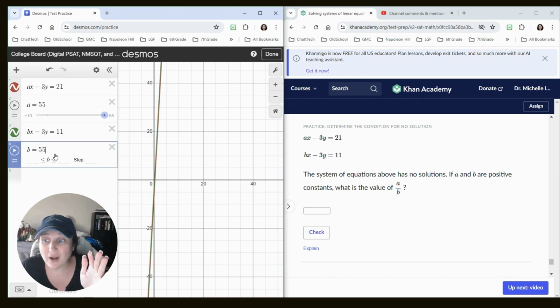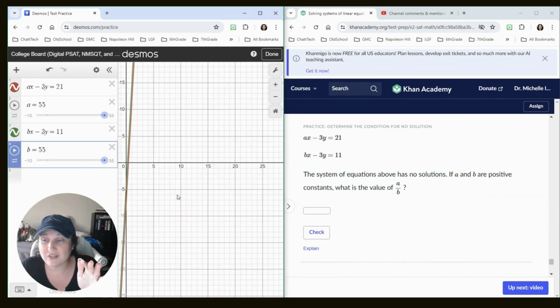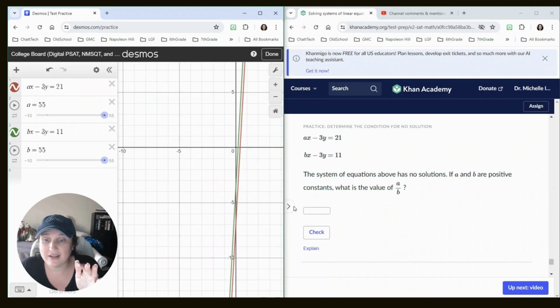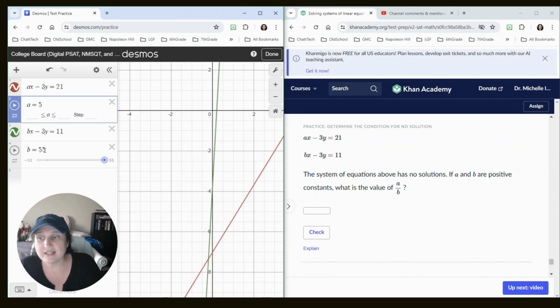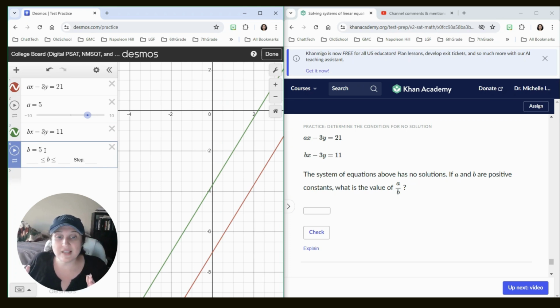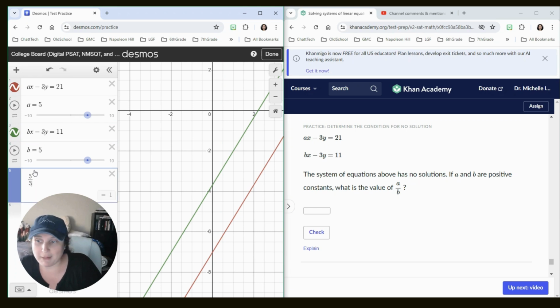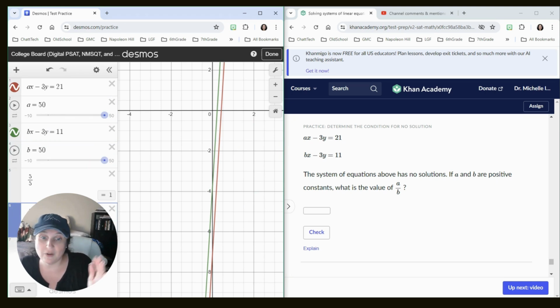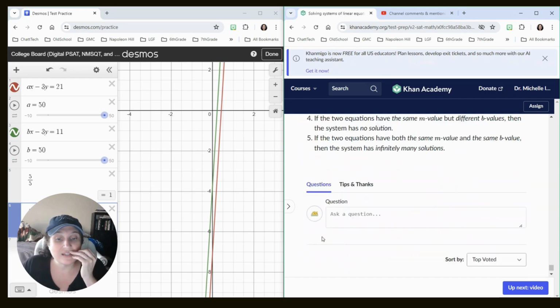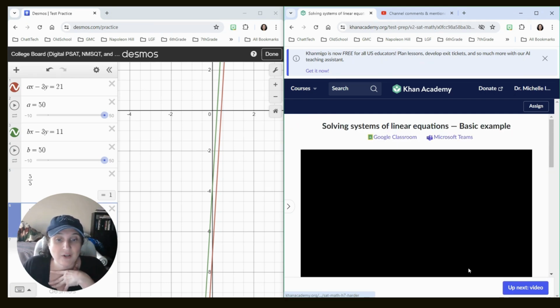Now, no matter what, here's the trick, and I got to zoom in so you can see, but you can see that they're parallel lines. The trick is that because the numbers have to be the same, what's A divided by B? Well, 5 divided by 5 is 1. If I made this 50 and 50, what's 50 divided by 50? 1. So what's the value of A and B? 1. Okay. All right, let's take a look at the video question.